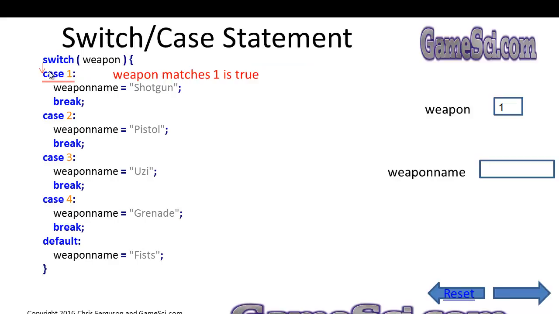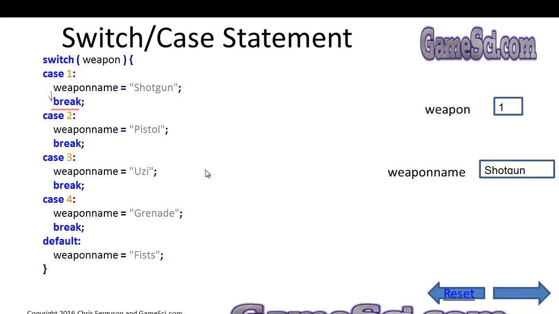Since weapon was equal to 1, case 1 will match it. Weapon matches case 1. That is a true statement. Since weapon matches case 1, as you might suspect, it's going to execute the code in case 1. Since weapon was 1 and weapon matches case 1, we will execute this code and set weapon name equal to shotgun.